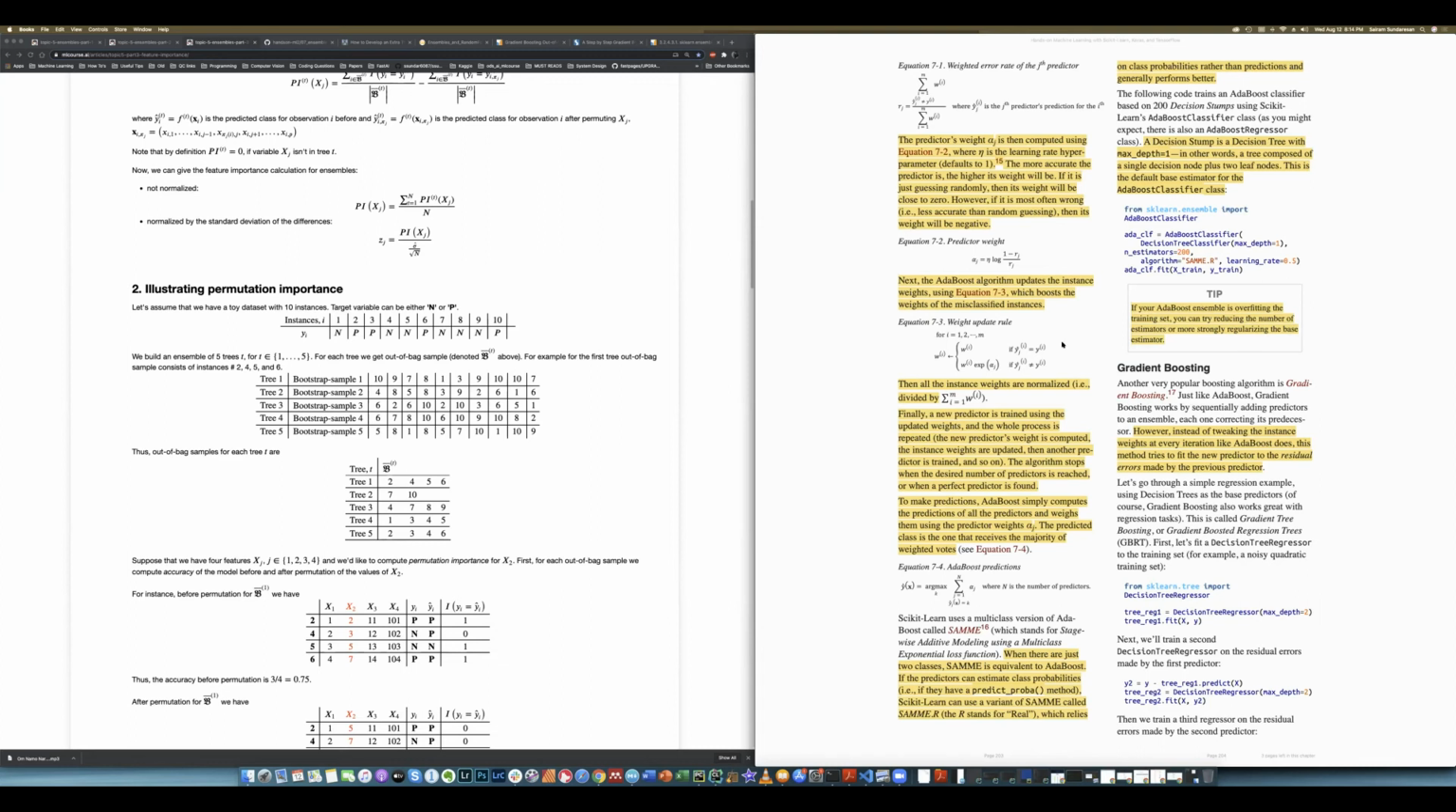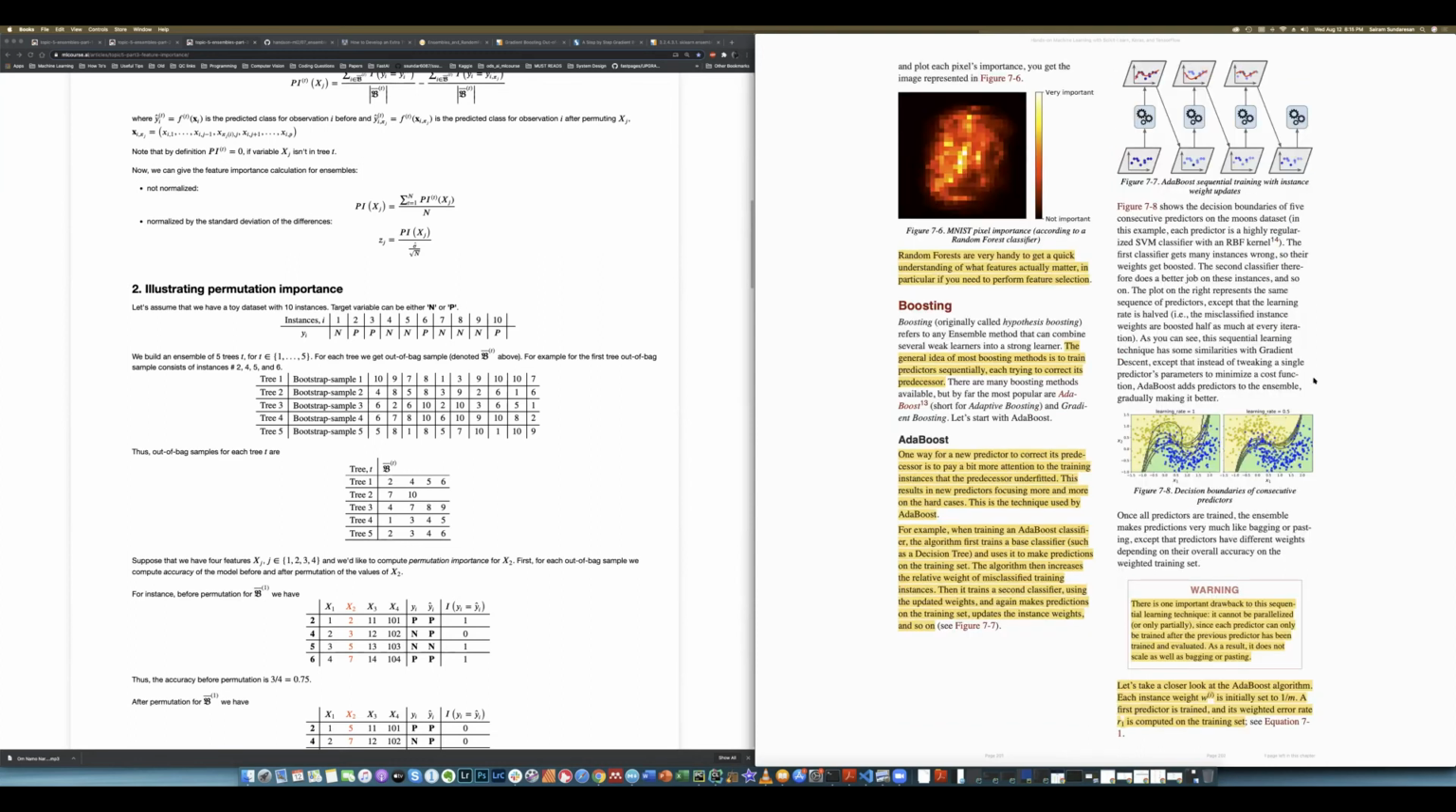Can you go back to the previous page? Sure. The feature importance there for the MNIST data set, is this just showing that the digit is in the center and nothing is around it? I think what it's saying is it's basically passed this entire 28 by 28 image into the random forest, and what it's done is say how important is each pixel for classifying that this digit belongs to this particular class.